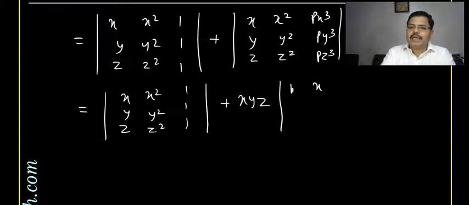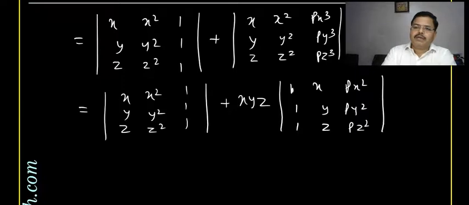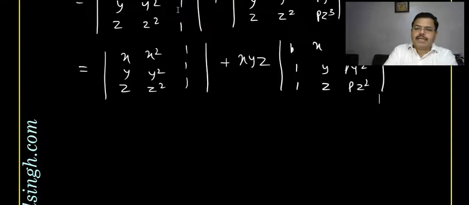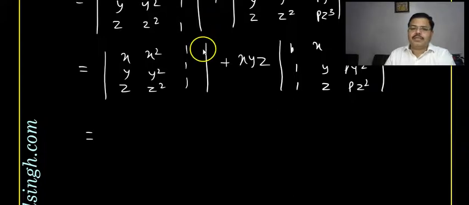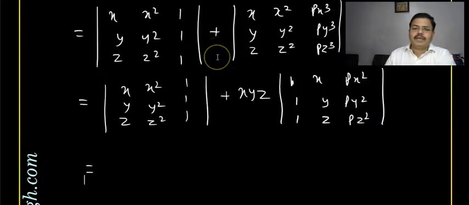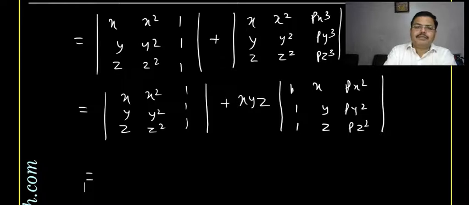1 x and px square, 1 y and py square, 1 z and pz square. Now I can take p common from the last column. So here we can interchange the position of this 1, let's interchange this.